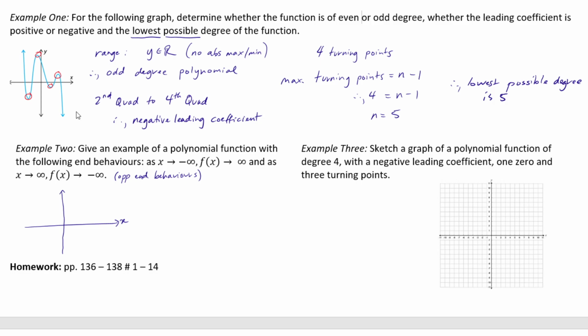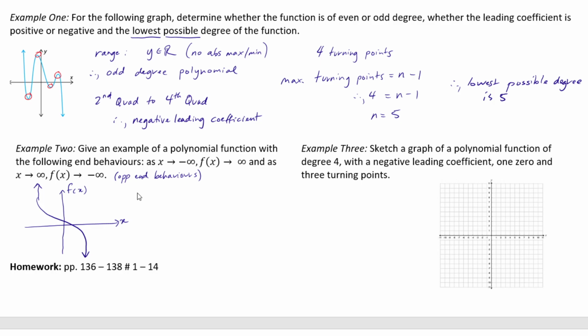Because if we were to quickly look at this, let me just actually write f of x there instead of y, since we're using f of x notation. As x goes to negative infinity, the function goes to positive infinity. So basically I'm going up this way. And then as x goes to positive infinity, f of x goes to negative infinity. Well, this means that it's got to be something like this. It's got to be an odd degree polynomial. And so there's many possible answers for here.